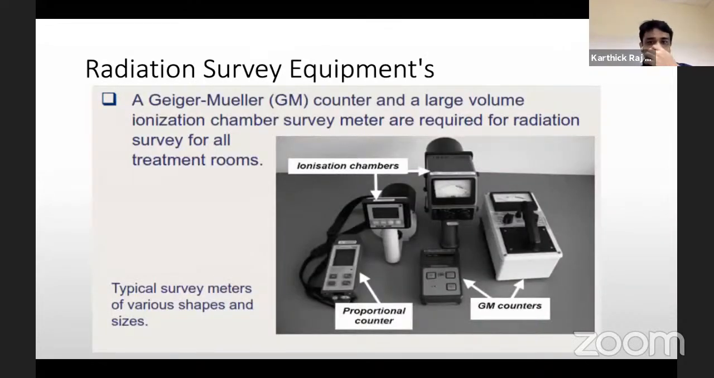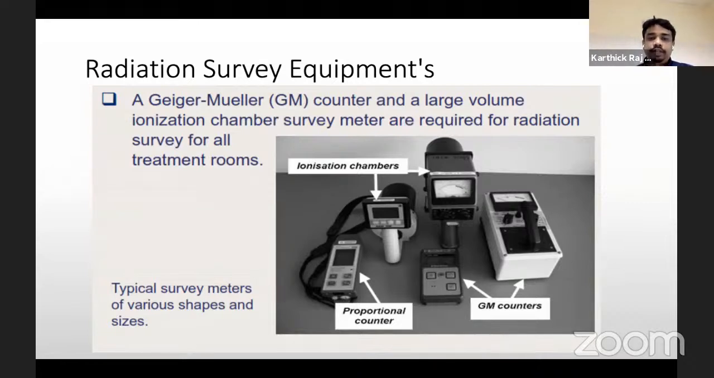When you do a radiation survey, you need to have proper equipment, as we discussed in our previous classes, for cobalt and for linear accelerators. As cobalt is continuous radiation, we prefer a GM counter based survey meter. If you are starting a department with a cobalt, you always prefer a GM counter based survey meter. But the GM counter has a dead time, so it doesn't work for a linear accelerator. When you are going for a linear accelerator, the survey equipment has to be ionization chamber based.